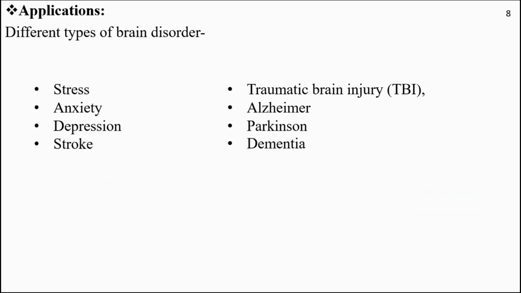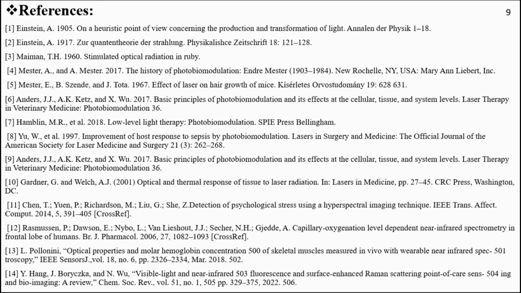As for applications, photobiomodulation is generally applied for different types of brain disorders like stress, anxiety, depression, stroke, traumatic brain injury, Alzheimer's, Parkinson's, dementia, etc. Here are the references. Thank you.